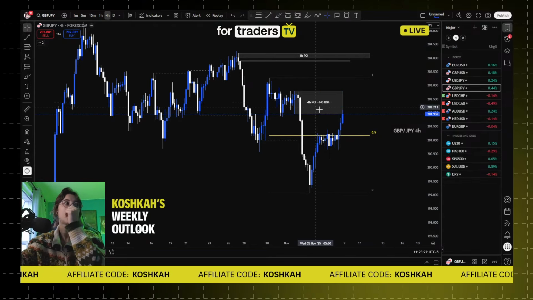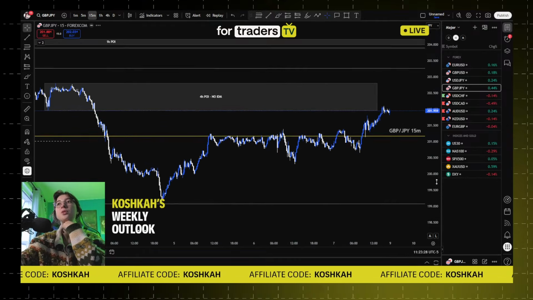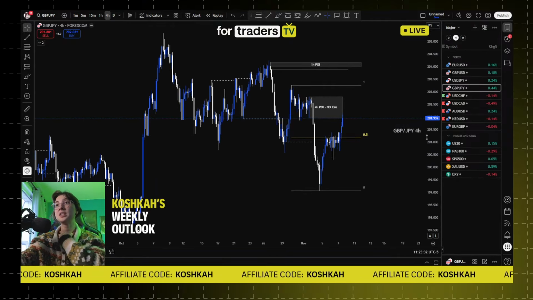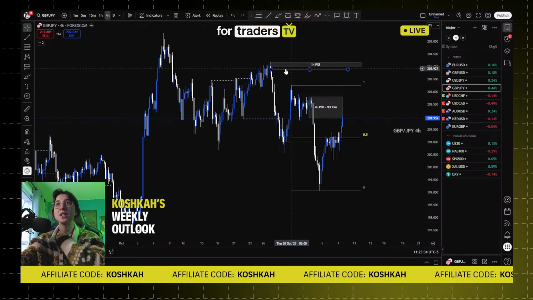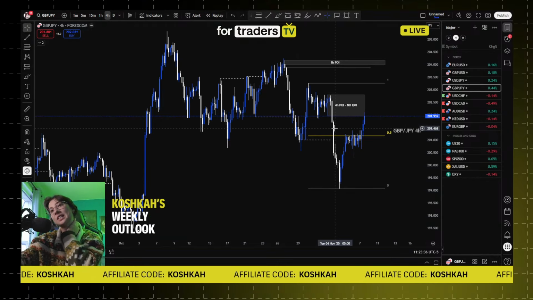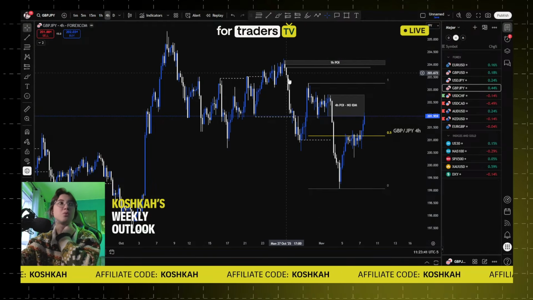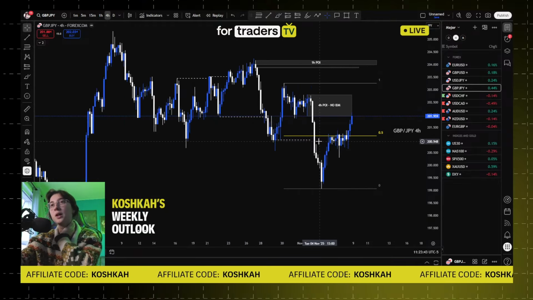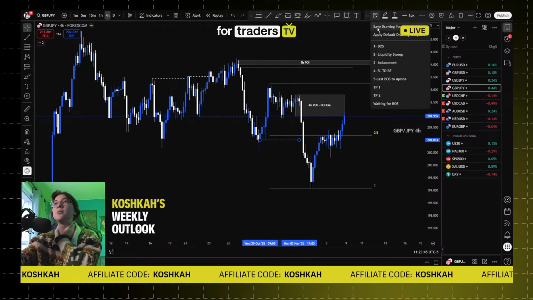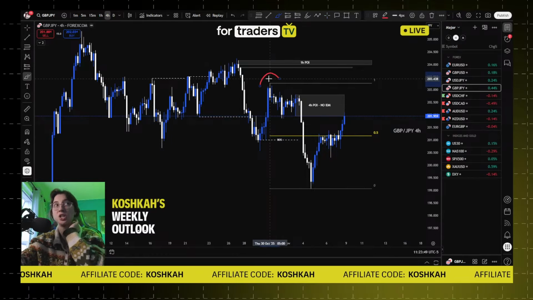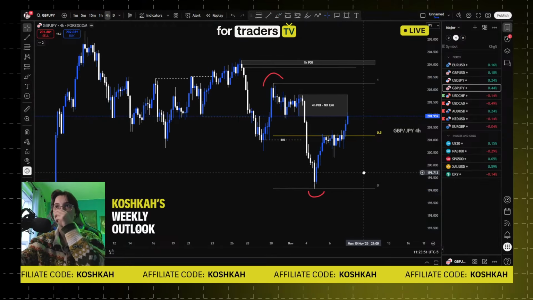So we have this 4-hour POI, as you can see, and price tapped into it. Then we can go and move down to the 15 minutes. Okay, so this is interesting, guys. By the way, this is something that is going on right now. On the previous week, we were somewhere around right here, in this range. But now we pushed down. Why? Because we broke structure to the downside right here. So we have a new range. This is the new high, and this is the new low of the range.